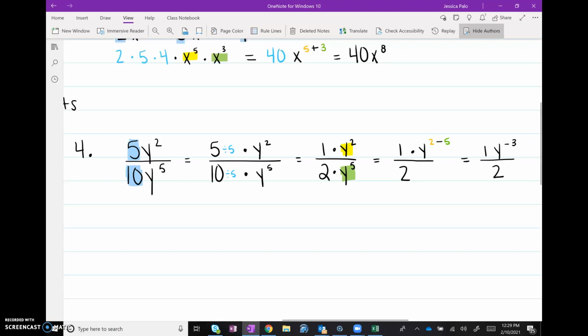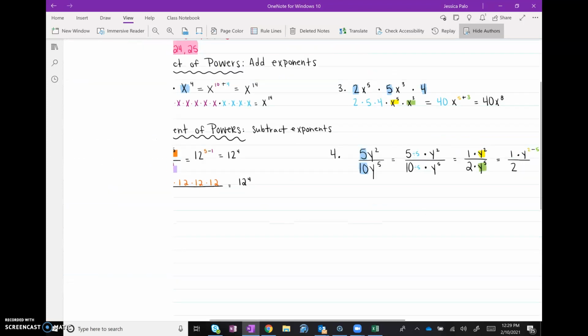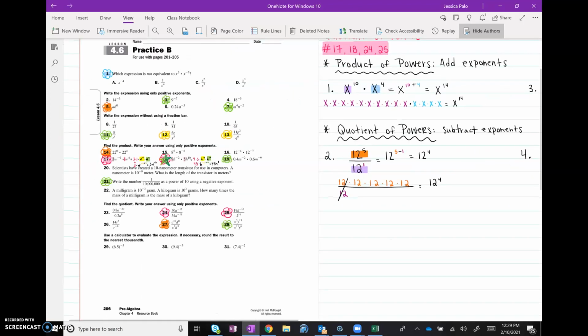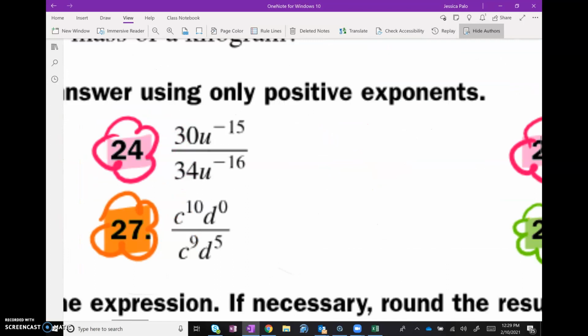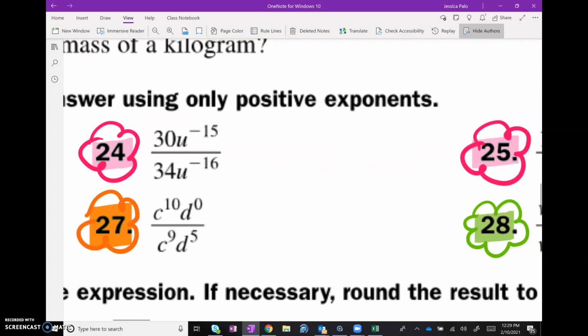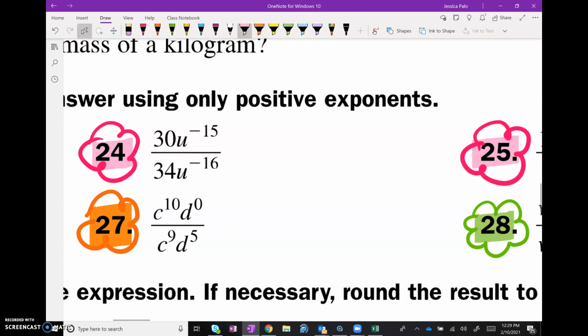Now you had to complete 2 examples to demonstrate your understanding of the quotient of powers property. The first one was number 24. So just like the example, let's identify our fraction and rewrite the problem so we can simplify that fraction.